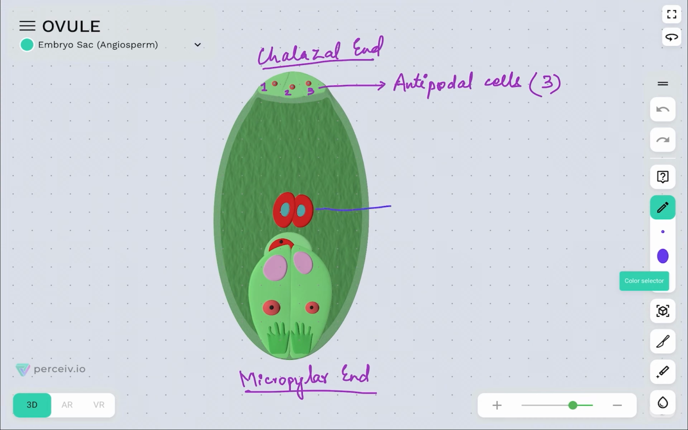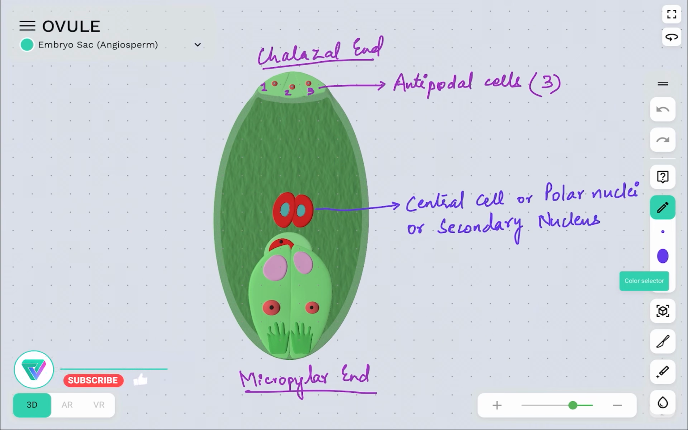Towards the center, you can see 2 nuclei present, and these are called the secondary nucleus, or the central cell. If we consider it as a cell, then it is called the central cell. This central cell is also called the polar nuclei, but once the polar nuclei are fused, they are called the secondary nucleus. So basically the central cell has been given 2 other names, the polar nuclei, and the secondary nucleus after fusion. We will discuss this in the double fertilization part.